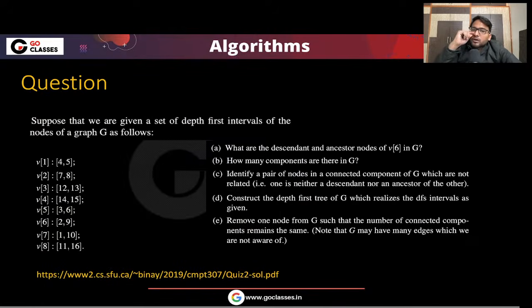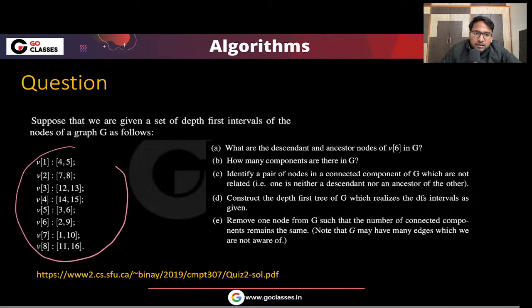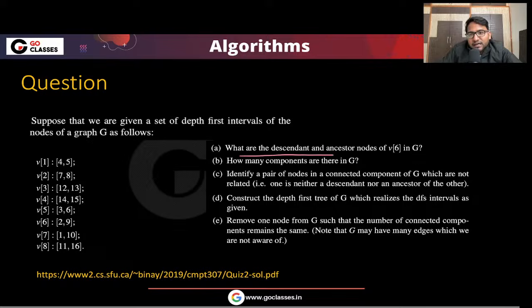Okay, now this question is interesting. They are saying that given this finish time and the discovery time, again they have not given the graph, they have only given the finish time and discovery time. What are the descendant and ancestor of V6 and something, they have asked, right? So let's just solve this question. I have taken this question from some university. Let's just quickly try solving it.